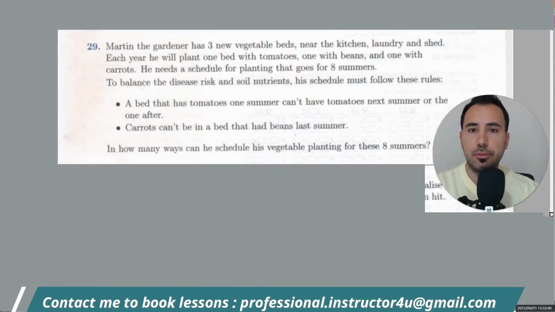He needs a schedule for planting that goes for 8 years or 8 summers. To balance the disease risk and soil nutrients, the schedule must follow these rules. A bed that has tomato one summer, if you have T in one of these places, for 2 years, T can't go in that place. And carrots can't be in a bed that had beans last year. So, okay, if you had B, then you can't have C instead of it. In how many ways can he schedule his vegetable planting for these 8 years?